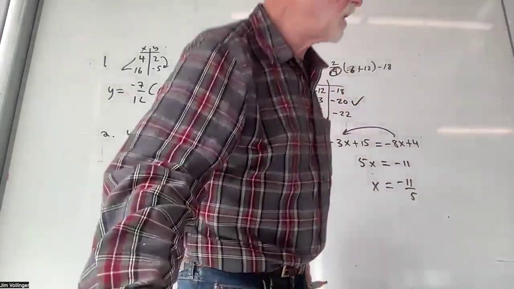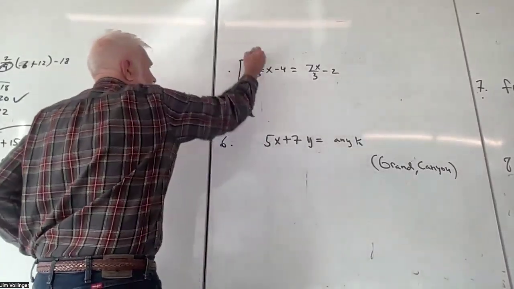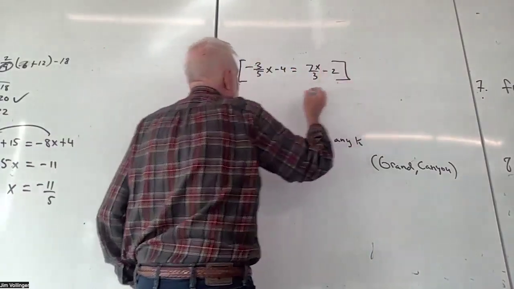All right, let's move along. Okay, so I got some fractions. Let's get rid of them. Problem number 5. I'm going to multiply by 5 and 3, 15. All right, everything's going to get multiplied by 15.